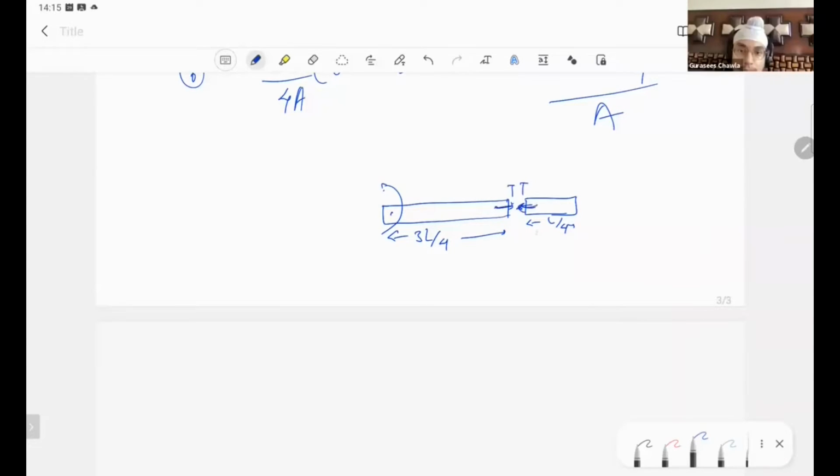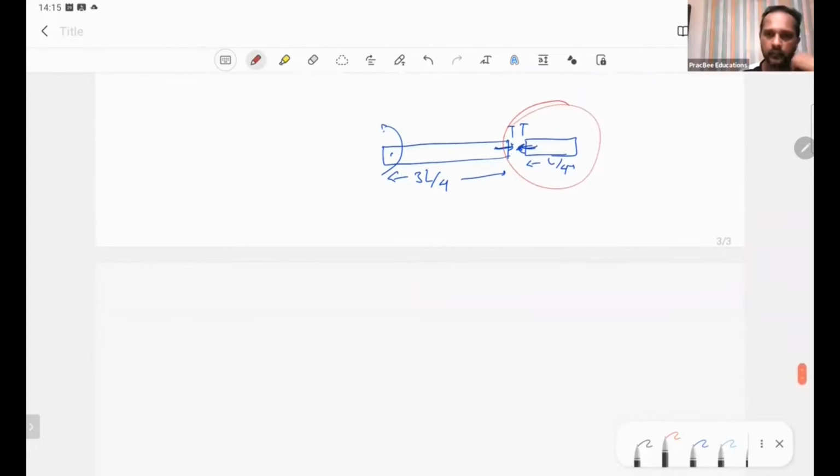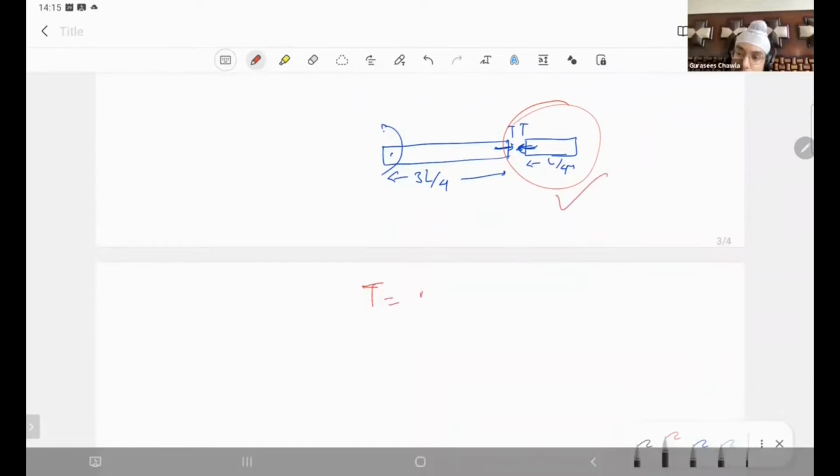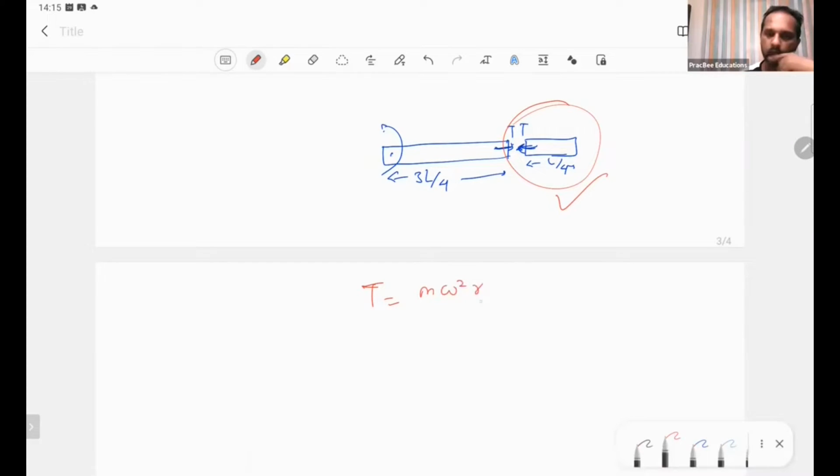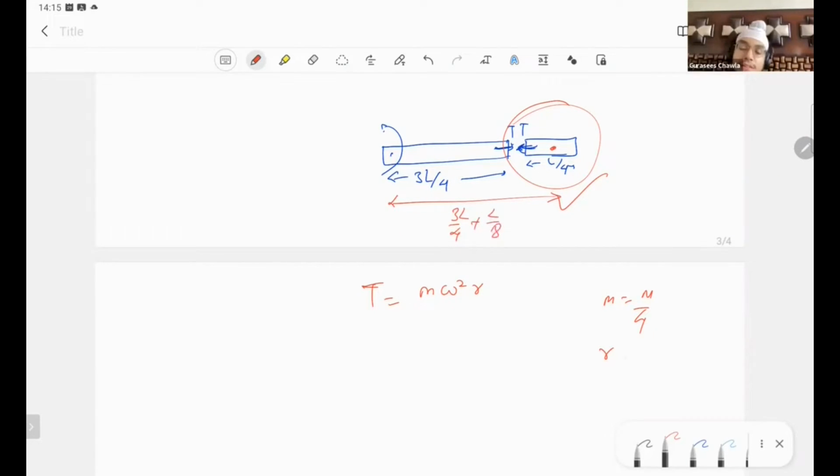ठीक है। सो इफ आई टेक दिस बॉडी इज मूविंग इन अ सर्कुलर पाथ, so tension will be the centripetal force for this body. Yes. So tension will be equal to m omega square r, where m is equal to m/4 for this body. Yes. And radius, I take the center of mass because this is an extended body. In case of extended body, I can take the center of mass. So the center of mass will be at 3L/4 plus L/8. अच्छा, हाँ, right. ठीक है। R is equal to R center of mass, that is 3L/4 plus L/8.